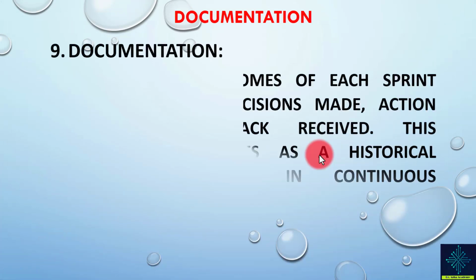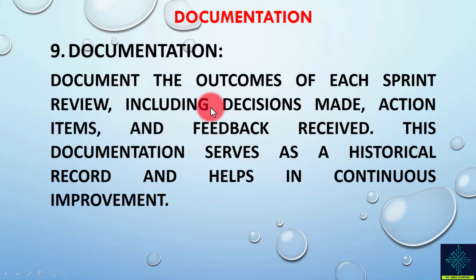And then documentation. Of course, documentation is very important for lessons learned and all of the organizational process assets. So we have to document the outcomes of each sprint review, including decisions made, action items, and feedback received. This documentation serves as a historical record and helps in continuous improvement. Without documentation, we don't have lessons learned. We cannot have continuous improvement. Documentation is very, very important.